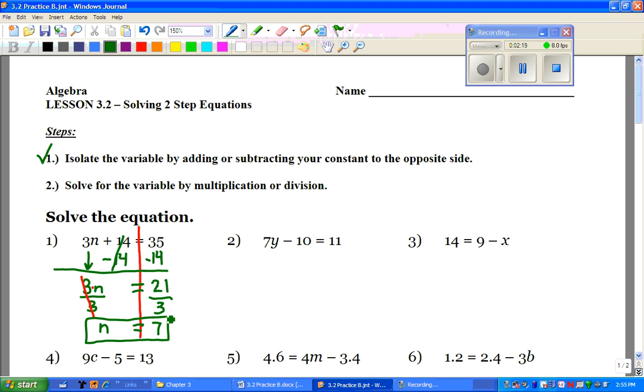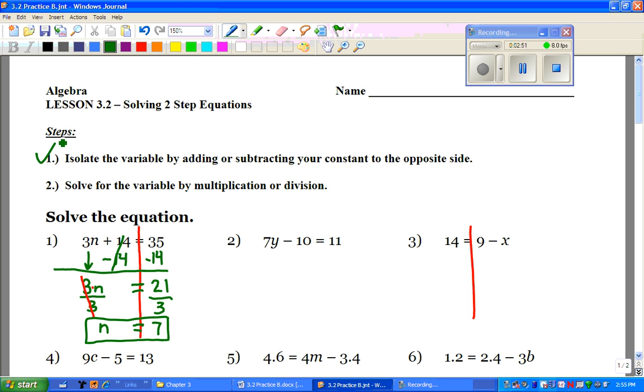Let's try another example. Let's move over here to number 3. I'm going to erase that check mark right there, go back to the pen, and start with red. Draw my line, so I'm separating my equation, left side, right side. This one is a little bit different because your variable is on the right side instead of the left side, but it's still going to follow the same procedures.